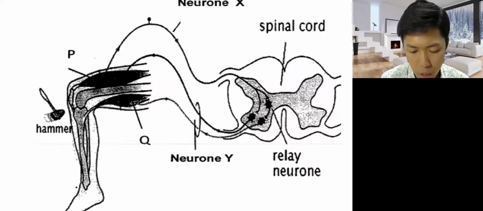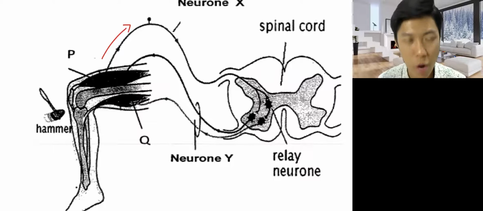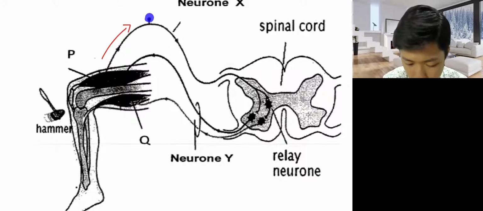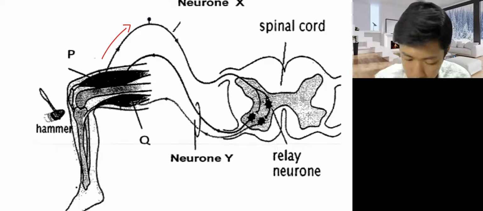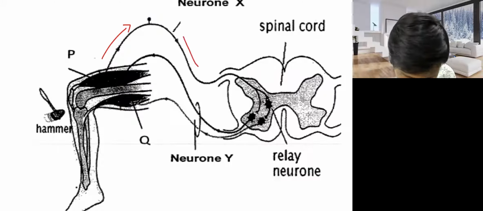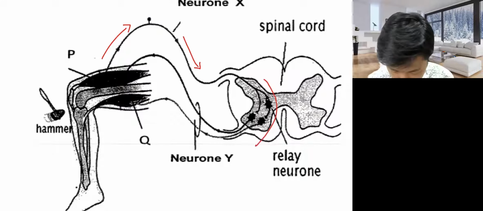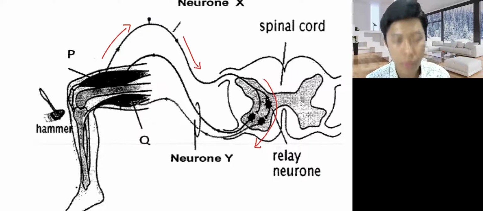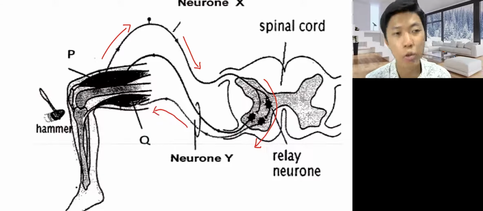So the impulses start from P, right? So it comes in through your sensory neuron. If you realize, there's like a head here. This is a sensory neuron. So continue, arrow going in, turn around, coming out, and then to Q.